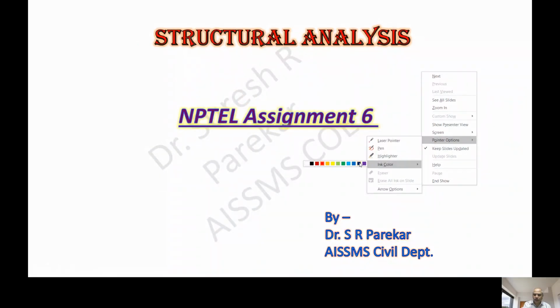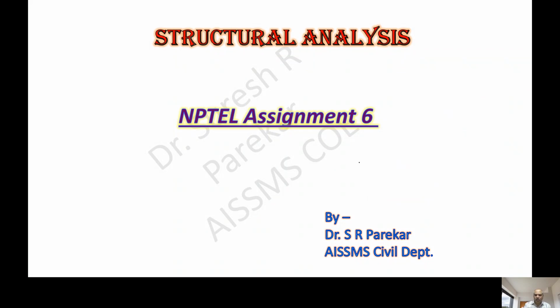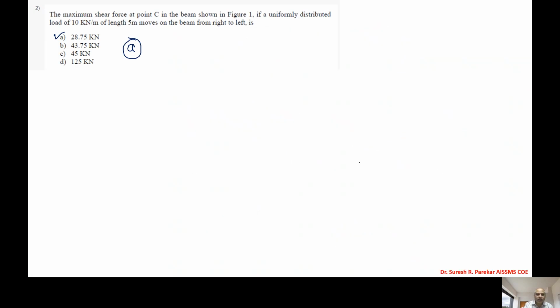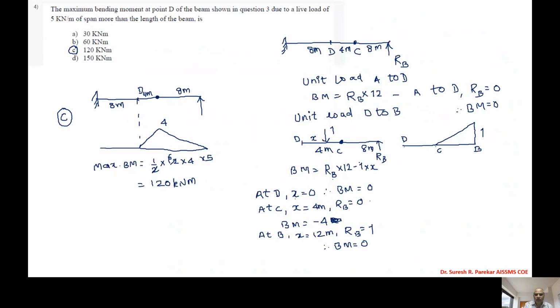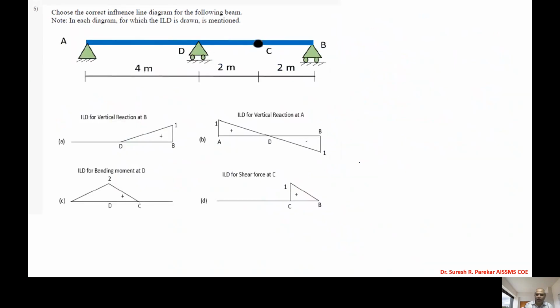Good evening. Today we are going to work on the NPTEL assignment. Already we have solved 4 problems. Now we will go with the 5th problem. It was asked to choose the correct influence line diagram.